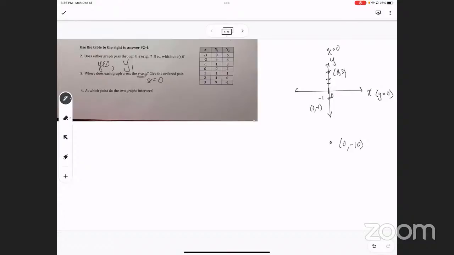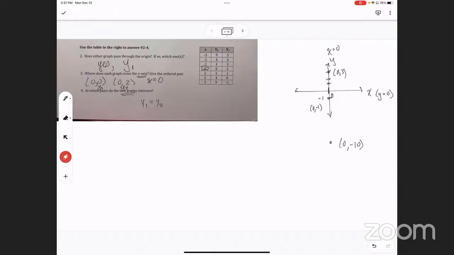So where does x equal 0? Well, you can see it's right here. So it's 0, 0, and 0, 2. So this is y1, and that's y2. Got it? And when it says at what point do the two graphs intersect, we'll look at when y1 equals y2. Look for where those two y coordinates are equal to each other. And there might be more than one answer. Do you see where those are equal to each other?